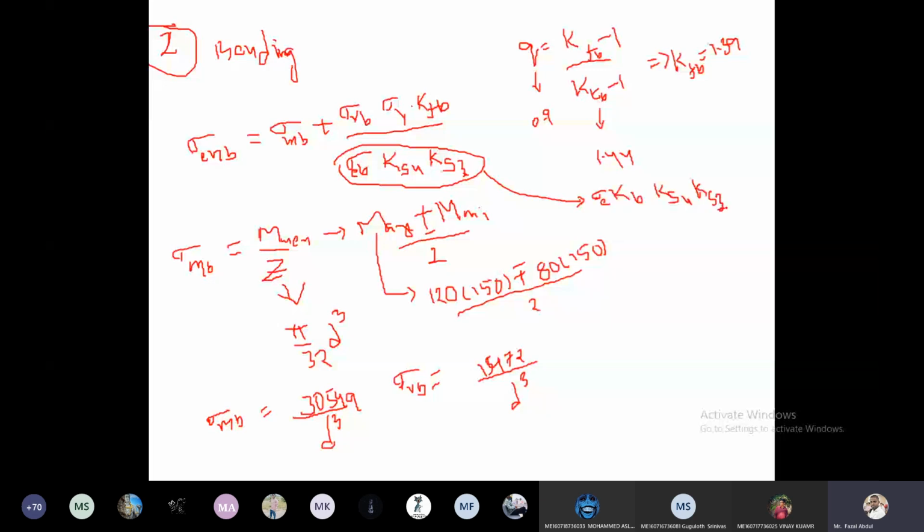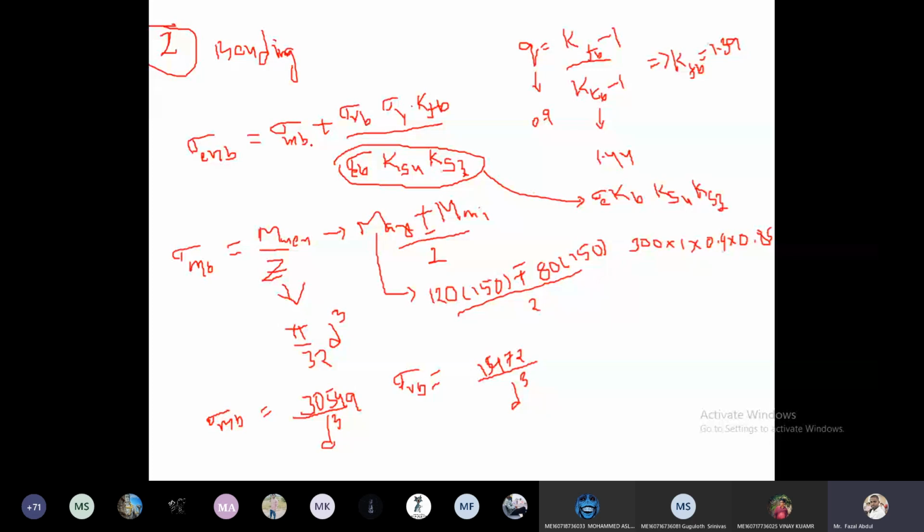What is the sigma e value given in the question? Sigma e is 300. The kb value is given in the question as 1, and the k surface value is 0.9. And the size factor is given in the question as 0.85. Now all the parameters required here are presented. You only need to substitute all the values.